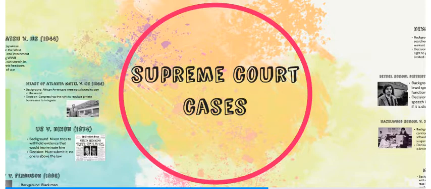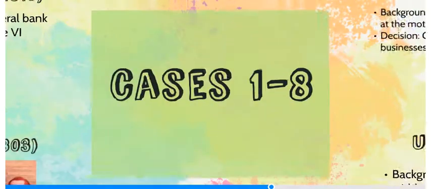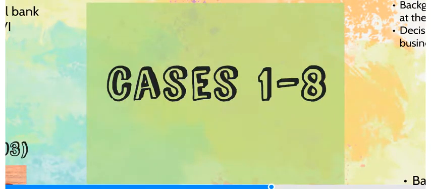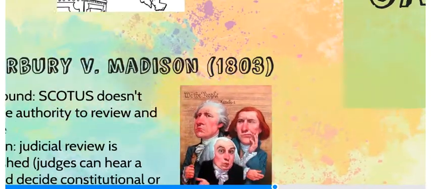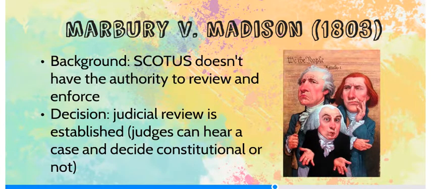Now that we have discussed majority, dissenting, and concurring opinions, and how the Supreme Court chooses their cases, let's talk about some actual ones that happened. So let's get to it. Here we go. So we have 16 cases in this first video and then 16 in the next. Our first case is Marbury versus Madison.